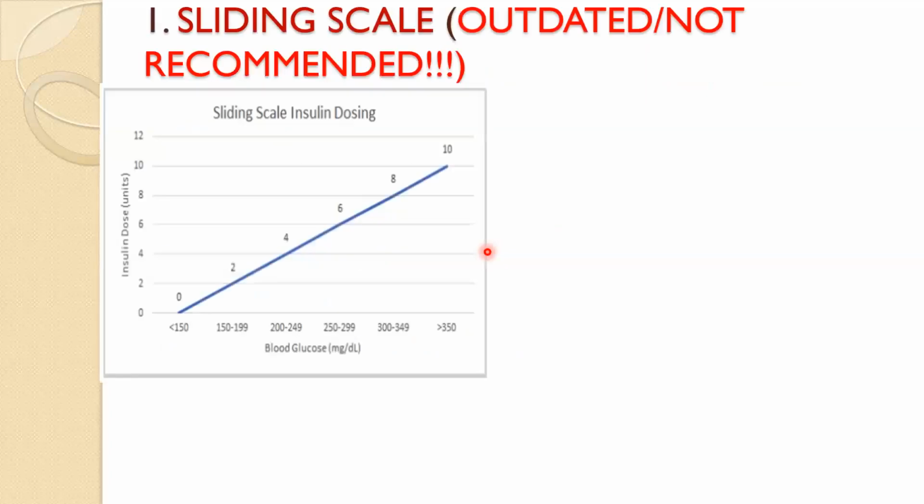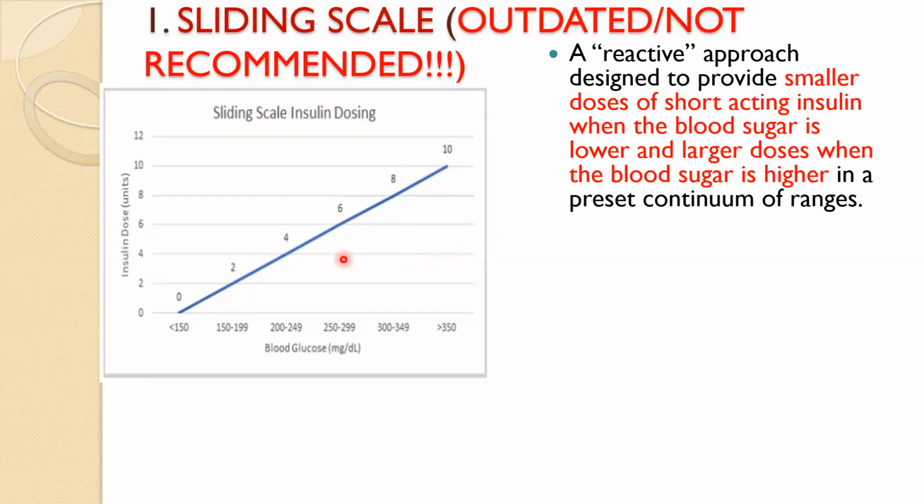So starting with sliding scale, what you can see here is it basically works on a reactive approach where smaller doses of insulin are given when the blood sugar is lower, like you can see, and larger doses of insulin are given when the blood sugars go higher. And up to a certain amount of sugars in the body, if for instance less than 8 millimoles, you'll find that no insulin is recommended.